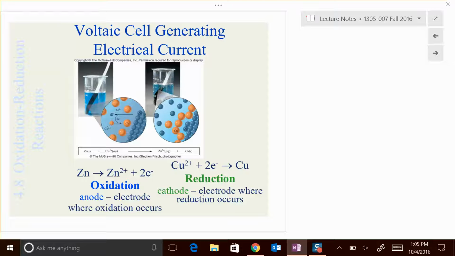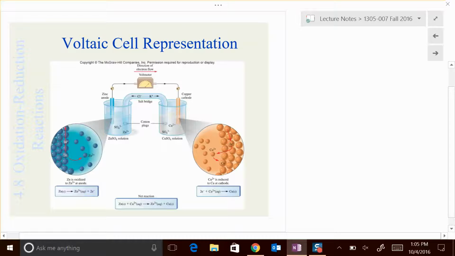Okay? And if you actually separate those two processes in two different containers, you can actually conduct electricity by putting a wire between them. So here is a zinc anode, and here's the copper cathode. So this is the copper 2 plus solution. This is a zinc piece of metal and a zinc ion solution. So we're going to pass the electrons from here to there spontaneously because these zinc atoms are going to lose electrons, and as they do, they dissolve into the zinc solution.